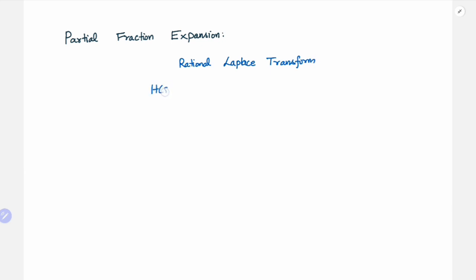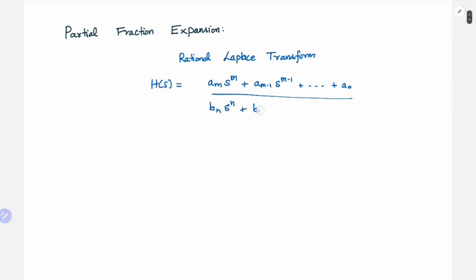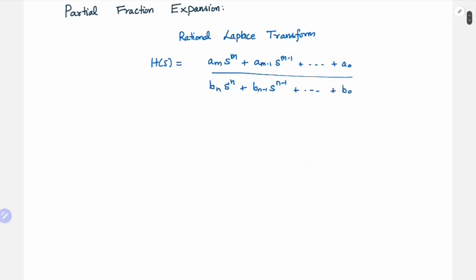and it will be of the form, let's say, a_m s^m plus a_(m-1) s^(m-1) and so on, divided by b_n s^n, because numerator and denominator can have different powers and degrees, plus b_(n-1) s^(n-1) and so on up to b_0.